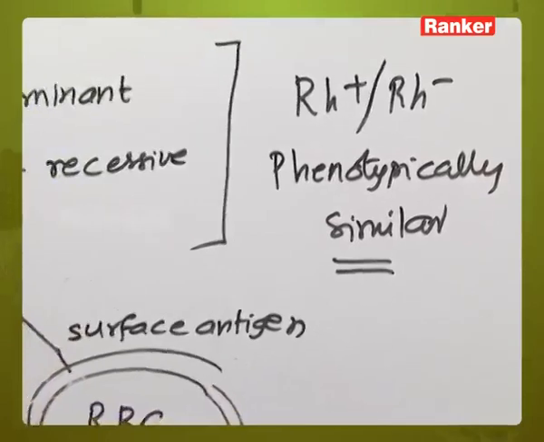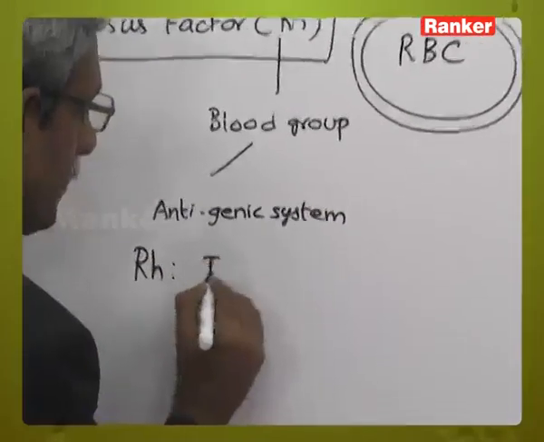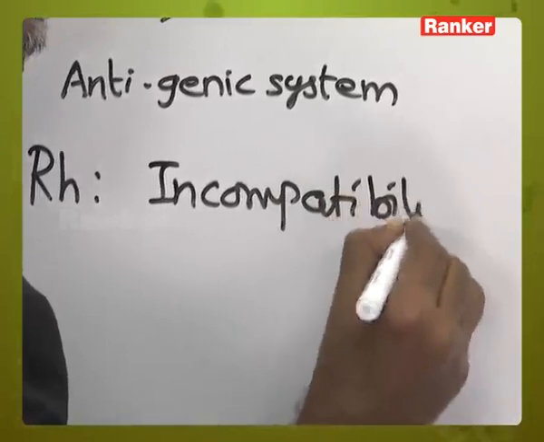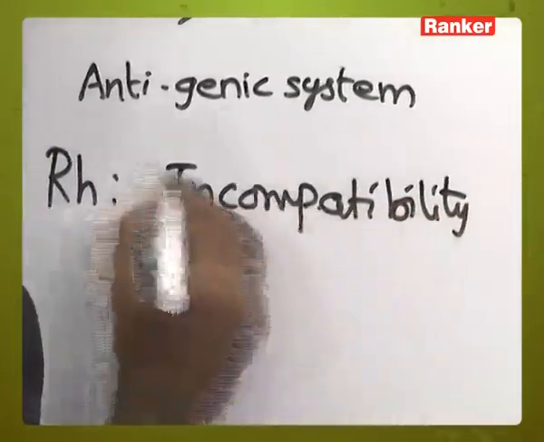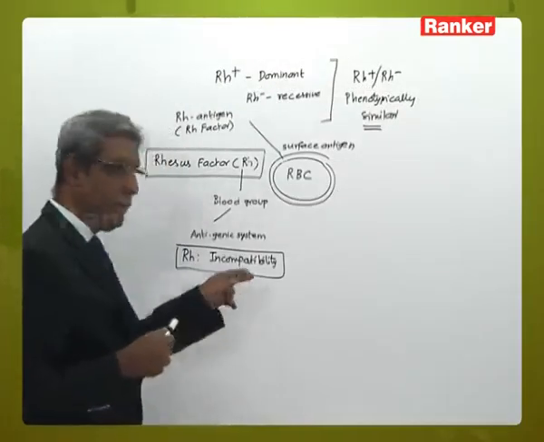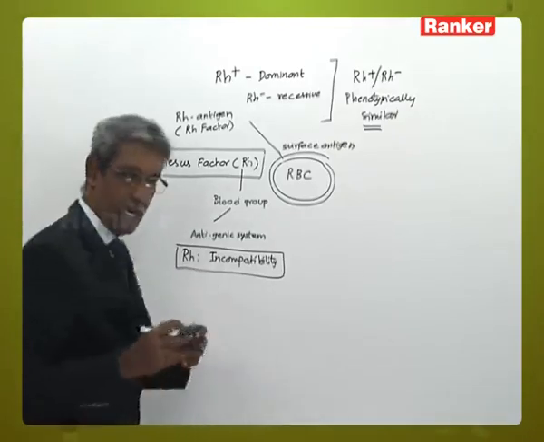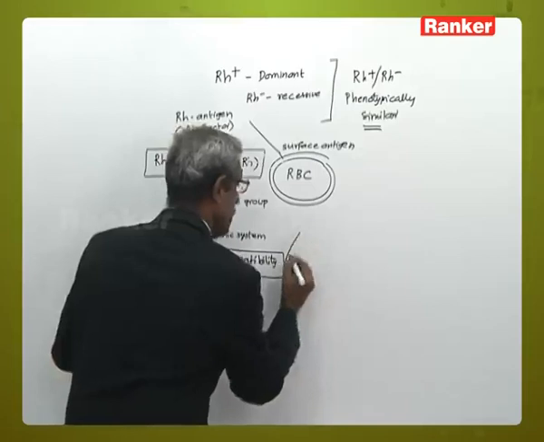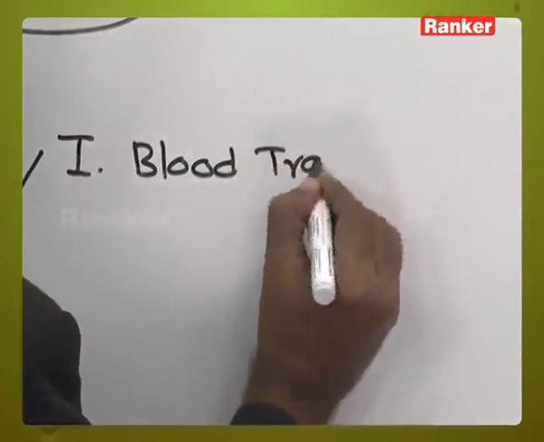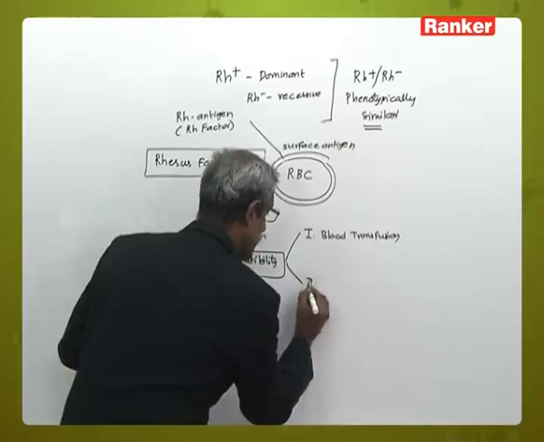We are looking at a situation wherein we are going to study Rh in terms of incompatibility. Now, Rh incompatibility is a situation which can occur under two conditions. First is during blood transfusion. And second, it can also occur during pregnancy.